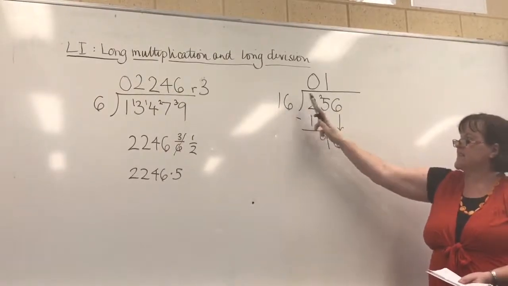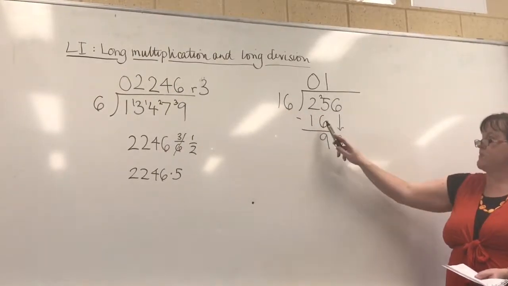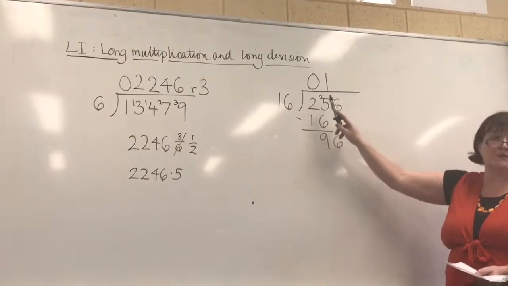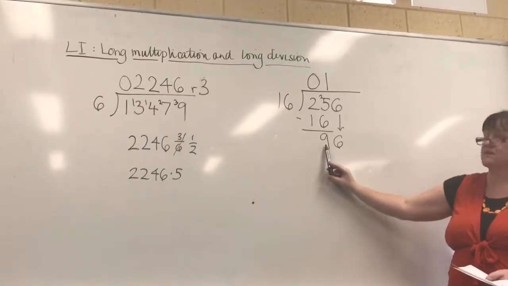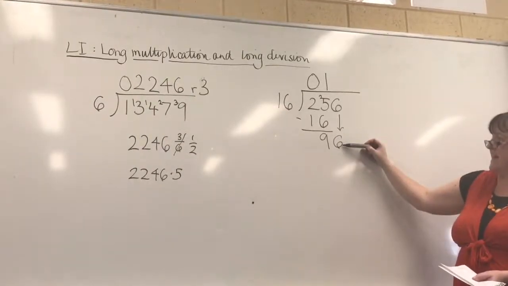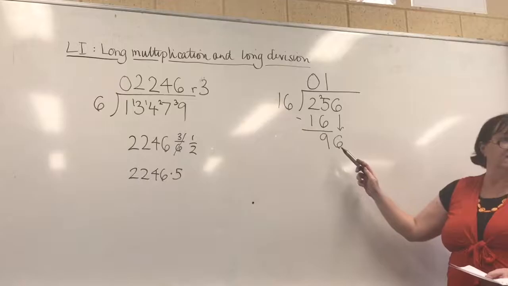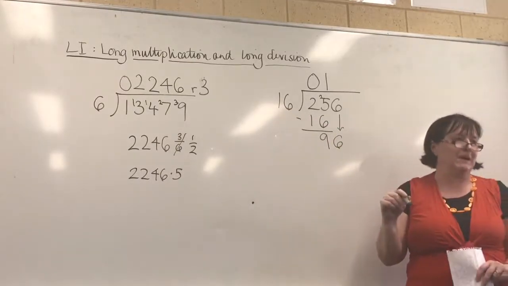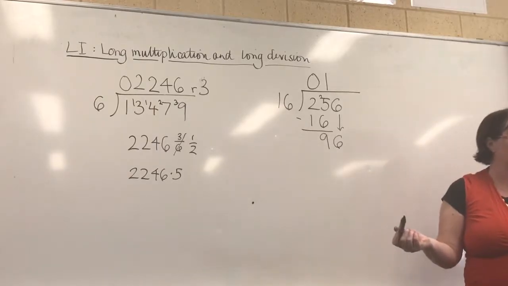If you've got 16 into 25 goes 1, remainder 9, doesn't it? Because you take away the 16 from the 25 to find out what your remainder is. And then you bring that digit down to show what you've got to do then. So it's 16 into 96. Now, this is the tricky bit. How many 16s are there in 96?